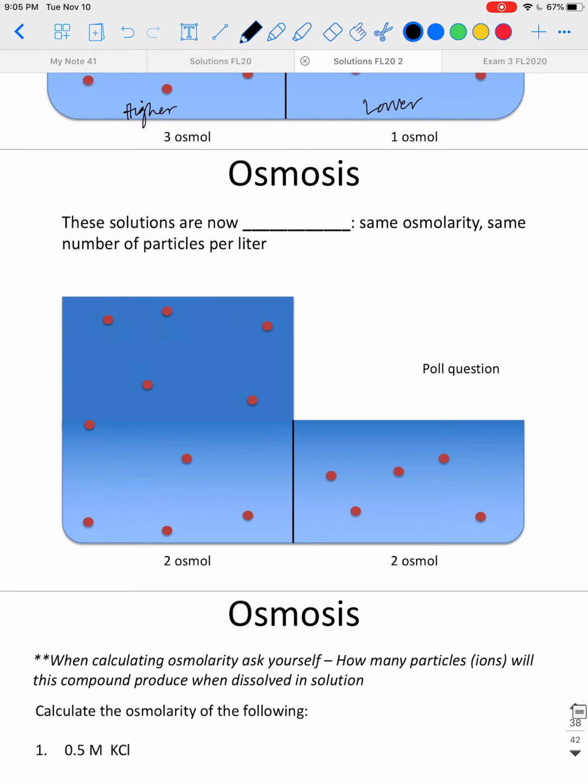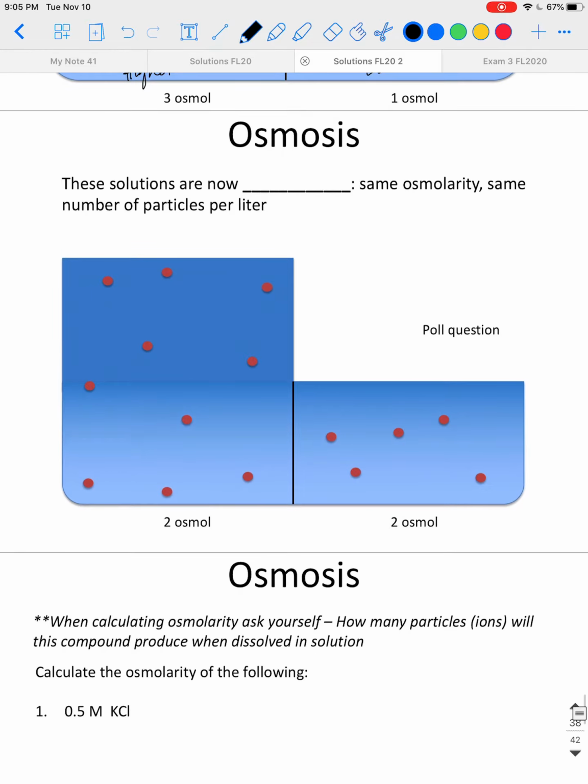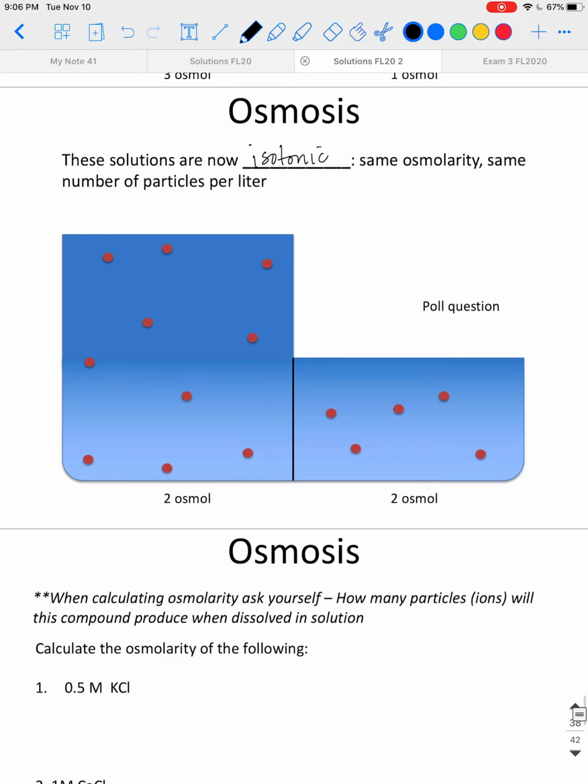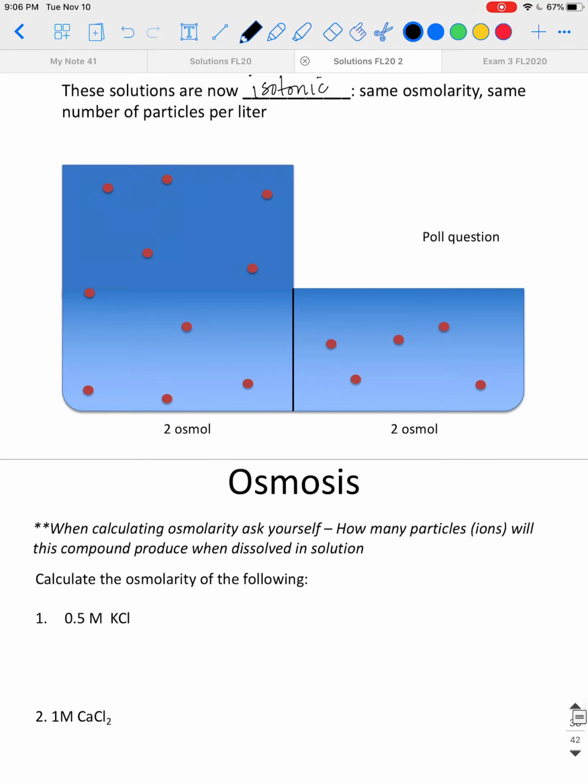And what would it look like when it got done? Well, if the solvent is water here, which is what it looks like, you would have a picture like this now. A lot of the water would move, so you'd have a lower volume on the right side, higher volume on the left side, but now you'd have equal concentrations per liter. They're both 2 osmoles. And these solutions, because they're the same osmolarity, we call them isotonic. These solutions are isotonic, meaning they have the same osmolarity, same number of particles per liter.